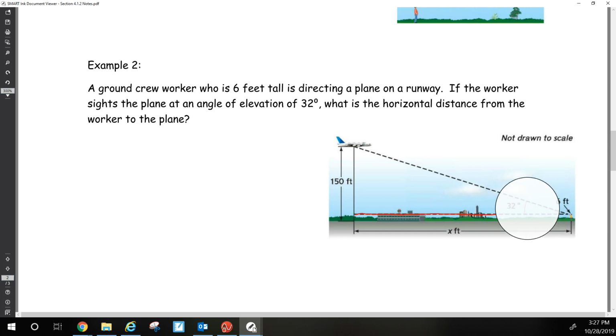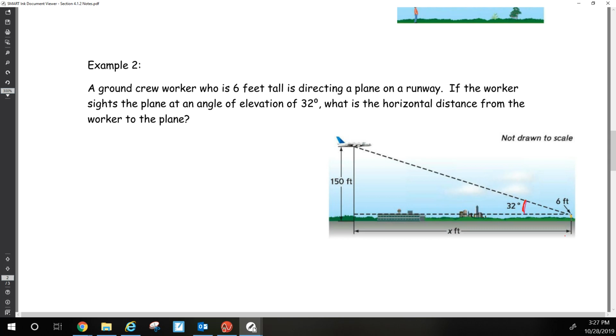In fact, if you hear physics, you've probably already done this one. All right, we've got a ground crew worker. He's way down here, this little yellow guy, right? And he is 6 feet tall. He's directing a plane on a runway. If the worker sights the plane at an angle of 32 degrees, what is the horizontal distance from the worker to the plane? So horizontal distance is going to be from here to here, right? This would be his vertical distance. This is horizontal distance. So x, which they've got labeled nicely for us, that's what we're looking for.